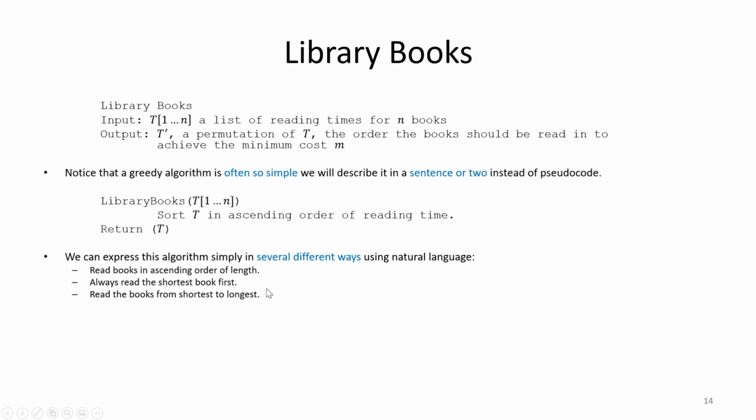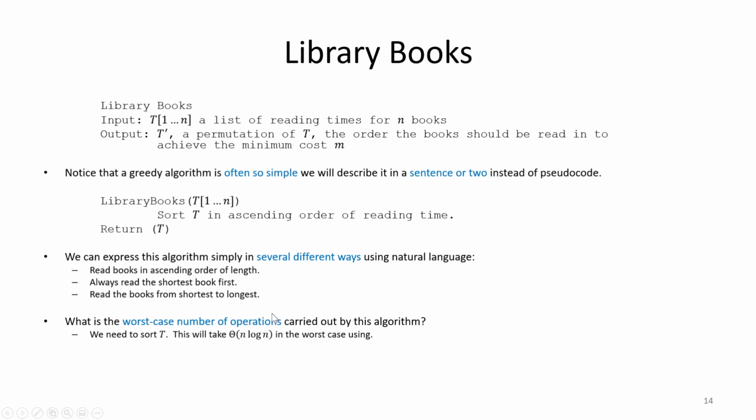And then the last one is, again, just another way of restating this. Just read the books from the shortest to the longest, kind of merging these two together. Okay, all of these are acceptable statements of the algorithm, and if anyone asked you what algorithm you should use, all of these should be acceptable. I'm not focusing on runtime analysis here, usually because runtime analysis of these algorithms is so straightforward.